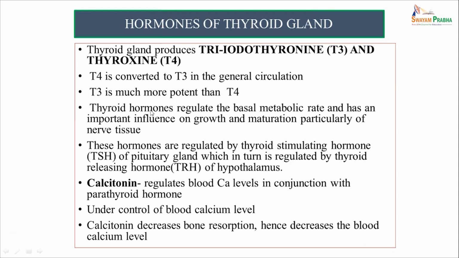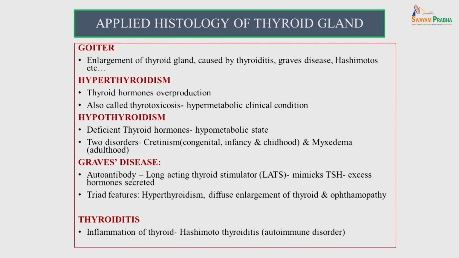It is completely under control of the blood calcium level. Calcitonin decreases bone resorption of calcium and the reabsorption of calcium from the renal tubules, hence it decreases the blood calcium level. Coming to the applied histology of the thyroid gland, enlargement of the thyroid gland is called goiter. It is caused by thyroiditis, Graves' disease, Hashimoto's.